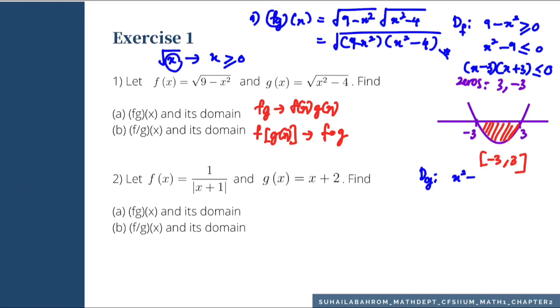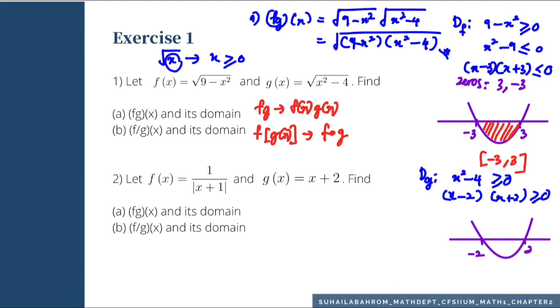x squared minus 4 is greater than or equal to 0. Then again we have to factorize completely, so you will get x minus 2 and x plus 2, greater than or equal to 0. Again we draw another quadratic graph, together with the zeros. We have -2 and 2.